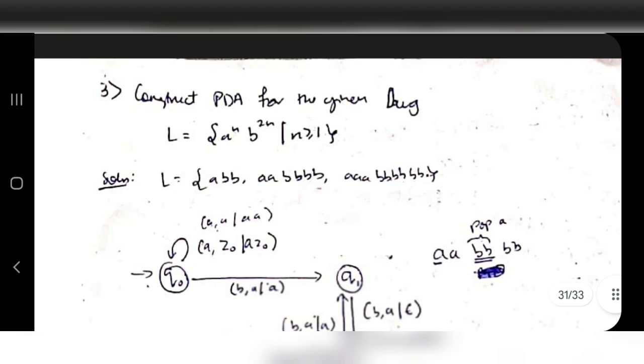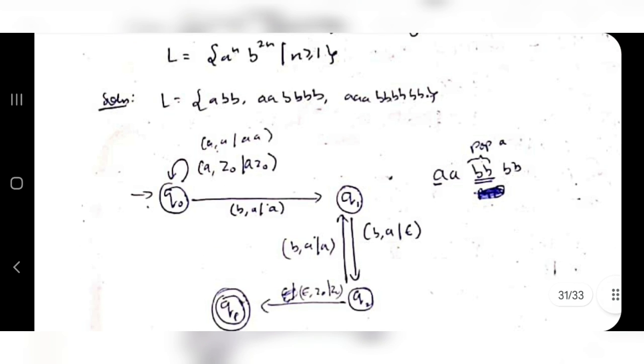Let's move on to the third one, in which we have A power n and B power 2n. So for each A, I have two B's: A BB, double A 4 B's, triple A 6 B's, and so on. For each A, I should have 2 B's. How will I represent that? A with Z naught stays in the same state, and A with A is also in the same state. I will reach Q1 when I encounter B. If I encounter B with A, I will reach Q1, and after that, if I encounter another B, at that time I will pop an A.